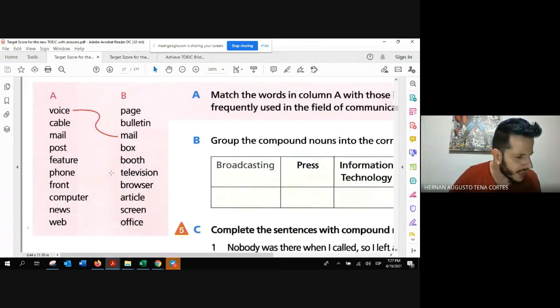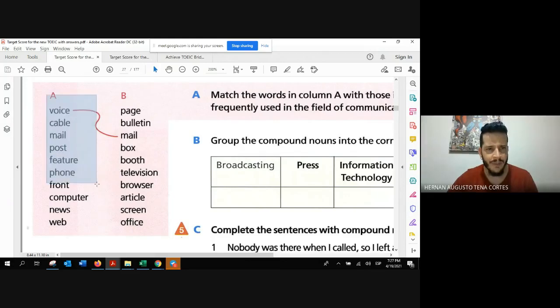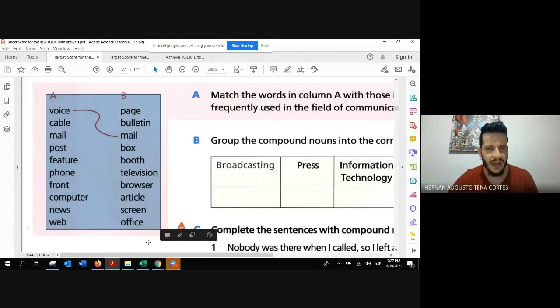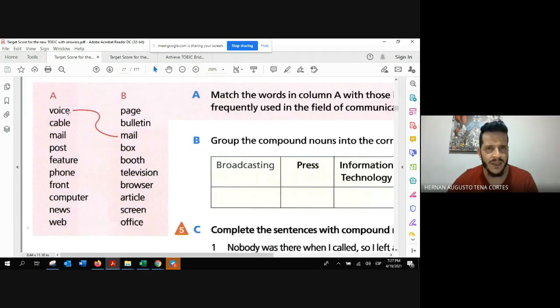And what I want you guys to do is put these compound nouns together. Podemos ver que voice se puede conectar con mail y tenemos la palabra voicemail. ¿Qué otras palabras podemos juntar? Lo voy a dejar en la pantalla para que ustedes miren, les voy a dar unos segunditos. Y por favor intenten emparejar cuáles podemos unir o decir en conjunto.